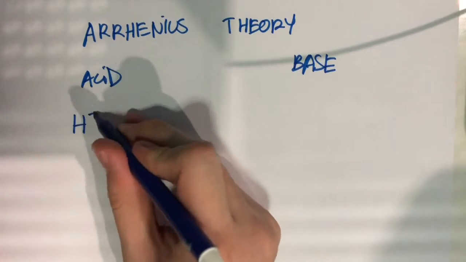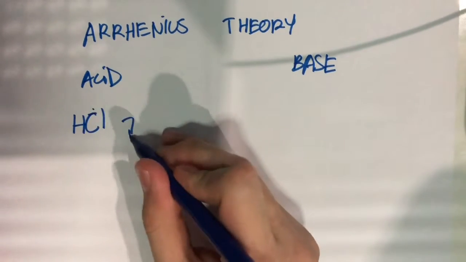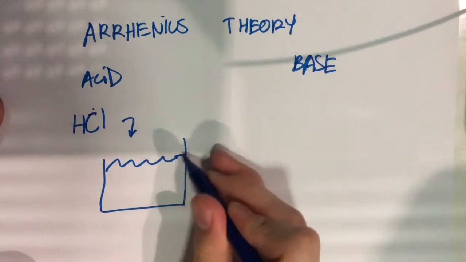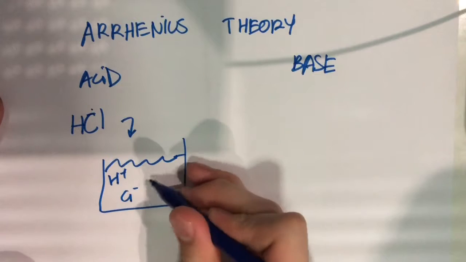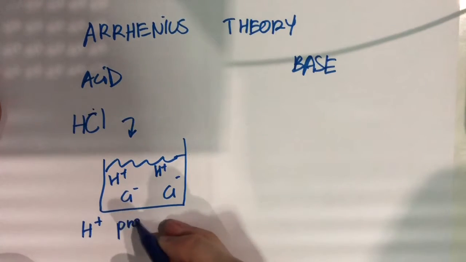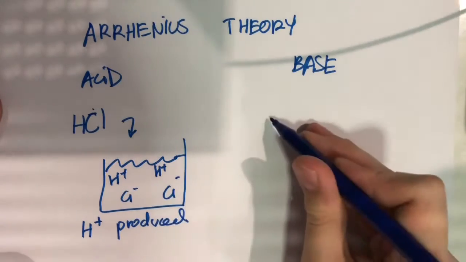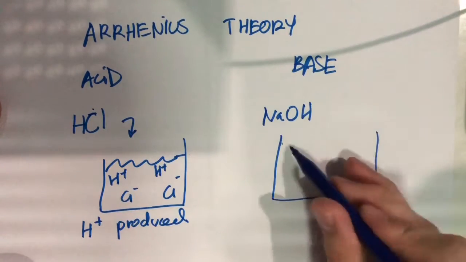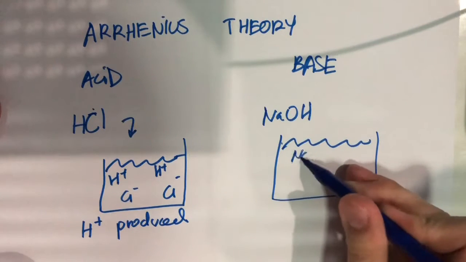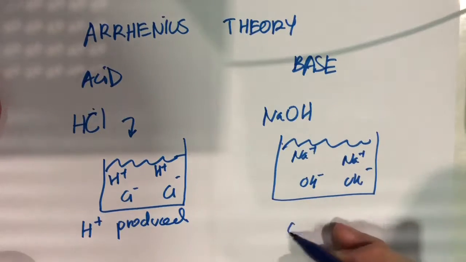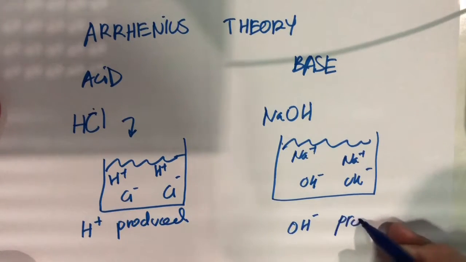The reaction produces hydrogen cations and chloride anions. Thus, hydrochloric acid produces hydrogen ions in water and is classified as an acid. The other reaction will be the dissociation of sodium hydroxide in water. The reaction produces sodium cations and hydroxide anions in water. Thus, sodium hydroxide produces hydroxide ions in water and is classified as a base.